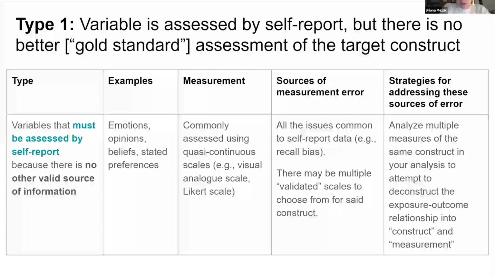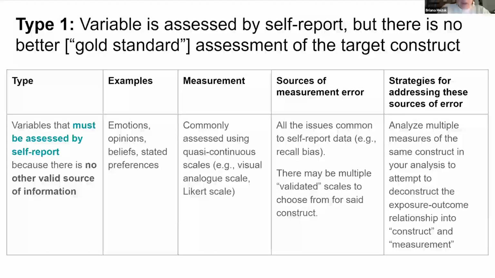The main sources of measurement error are issues relevant to all self-report data, like recall bias. There may also be multiple quote unquote validated scales to choose from for that construct, right? If you were looking at depression, there are probably eight depression scales out there that are regularly used in health research. How do you know which one to choose, or in the case of secondary data, how did the people who collected that data choose? What were they concerned about? What factors went into their decision making? So it's important to think about that.